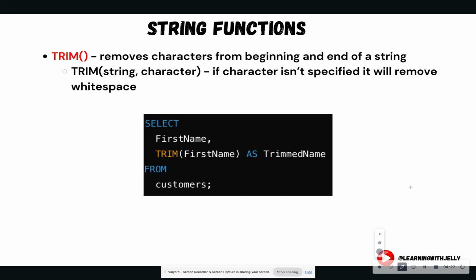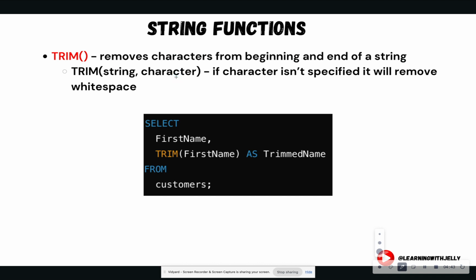All right, so the trim function, which is going to be our last function before we hop into SQLite Studio and practice, is going to remove characters from the beginning and the end of a string. So the syntax for the trim function is you're going to call trim, you're going to put the column in that you want to trim, and you're going to put a character.